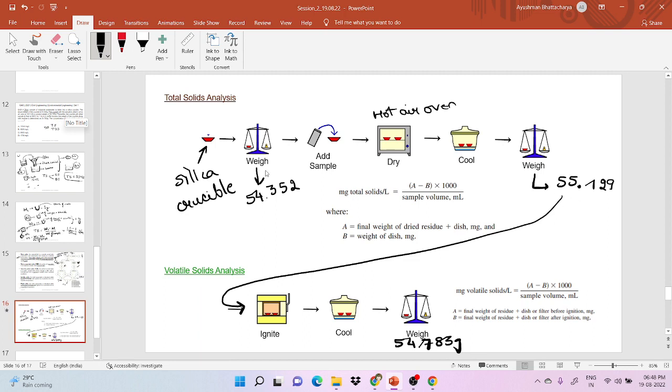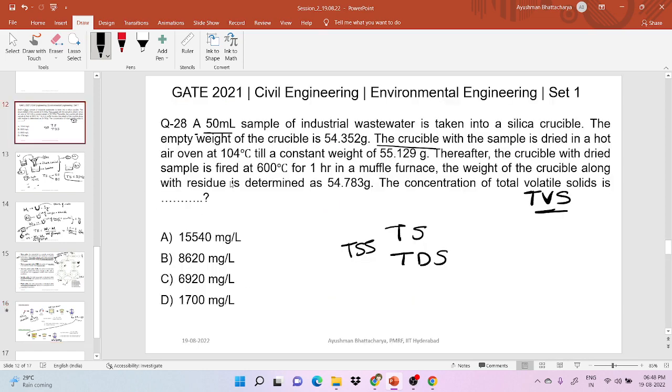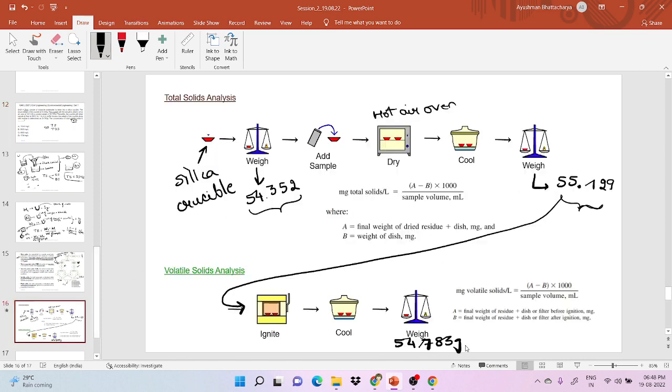So now we have two weights. First, the weight of the sample plus the silica crucible after the hot air oven, which is 55.129 gram. The same sample was kept in the muffle furnace for 1 hour at 600 degrees Celsius, and then the weight was 54.783 gram. For volatile solids, the formula is A minus B into 1000 per sample volume. A is the final weight of the residue plus dish and filter before ignition, so before ignition the value is 55.129. B is the final weight of the residue and dish after ignition. Let's do it on the next page.